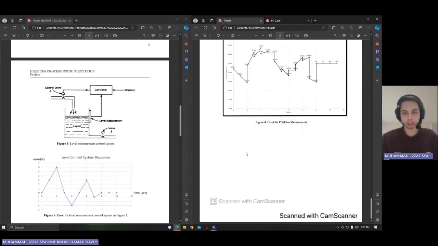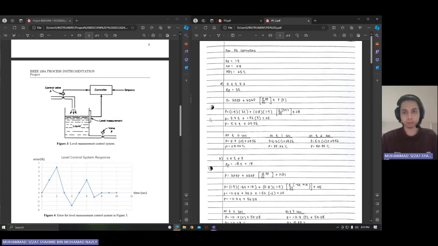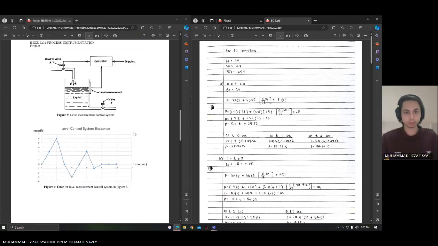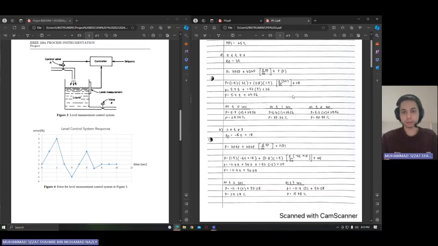So for the next question, which is for the level measurement control, it is still the same. We got KP 1.9, KD 0.8, and P0 25%. The method is the same, and the formula is also the same. The formula is KP times EP plus KP times KD, and then for the bracket, dEP/dt, plus P0.